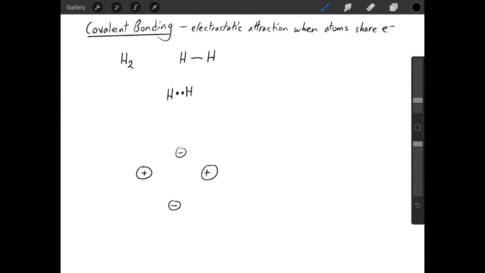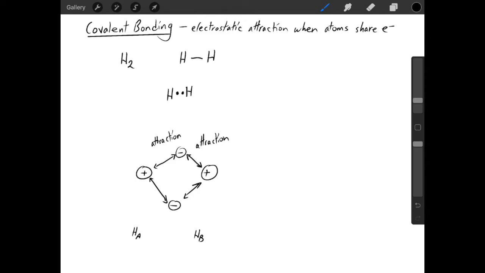The electrons are shared in the middle between the two nuclei. And the positive charge for hydrogen 1, or hydrogen A, is going to be attracted to the electrons in the middle. That means that the hydrogen is going to be pulled towards the center. The same thing happens to hydrogen B. The effect is that the hydrogen atoms are pulled towards the shared electrons in the middle.